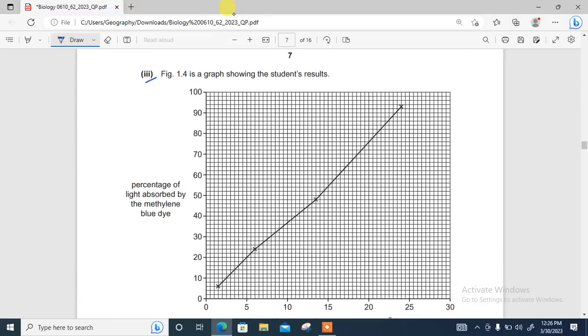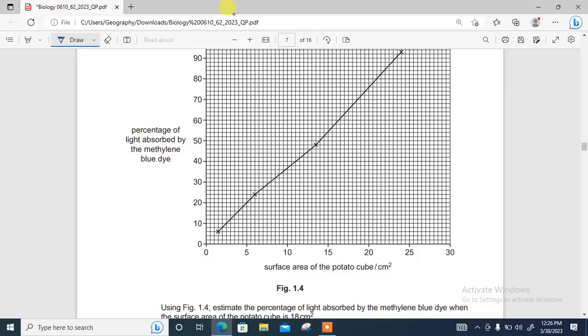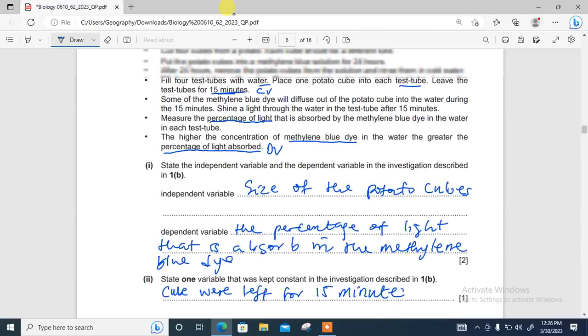Then the next part is figure 1.4, a graph showing the student result of that investigation. Here we have percentage of light absorbed by the methylene blue solution. So this is usually what is being measured, so this should be your dependent variable, and this is your independent variable. Surface area of the potato cube, size of potato cube, should be your independent variable, because your independent variable is always plotted on your x-axis, while your dependent variable is always on your y-axis. You need to take note of that. So even without reading this and from this graph, I should be able to get these answers right.